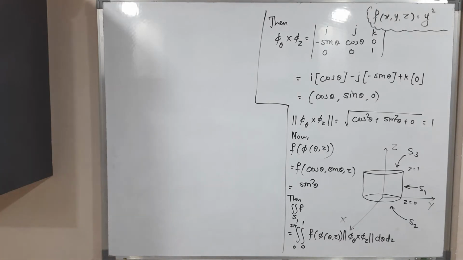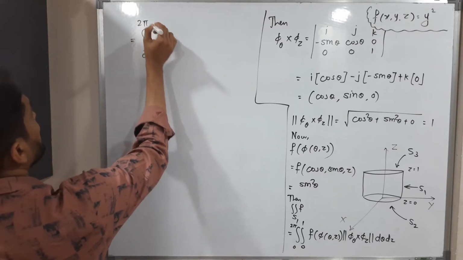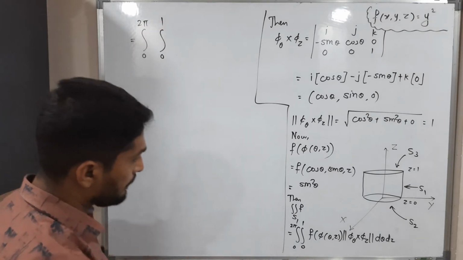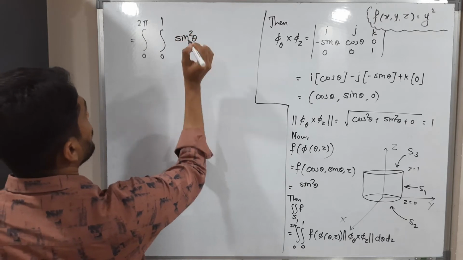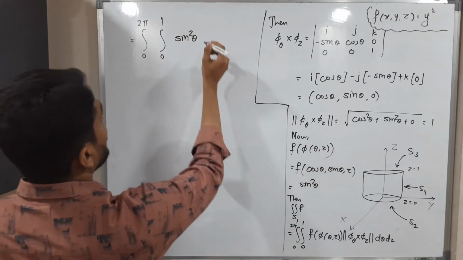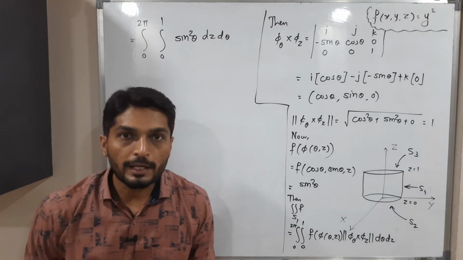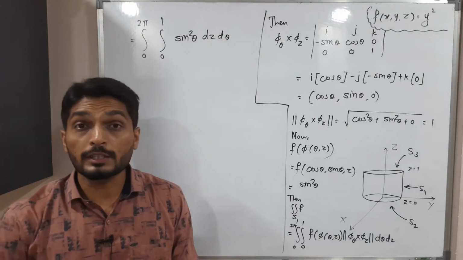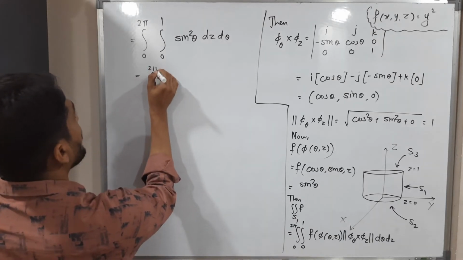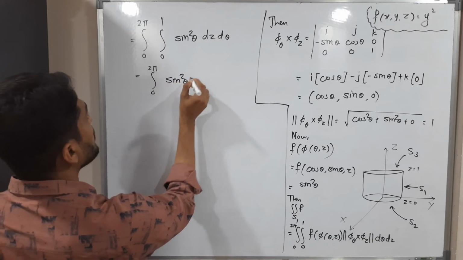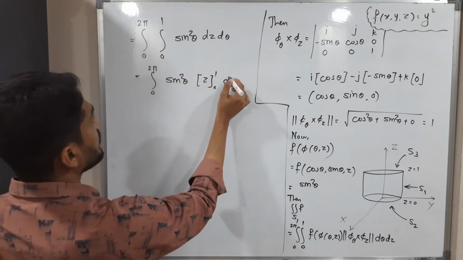Okay, so this is equal to integration 0 to 2 pi, integration 0 to 1. Its value is sine square theta, value of norm is 1, and dz d theta. So first of all, we are integrating with respect to z. Sine square theta is constant, so it will come outside. So this is equal to integration 0 to 2 pi, sine square theta outside, integration of dz is z, limits 0 to 1.